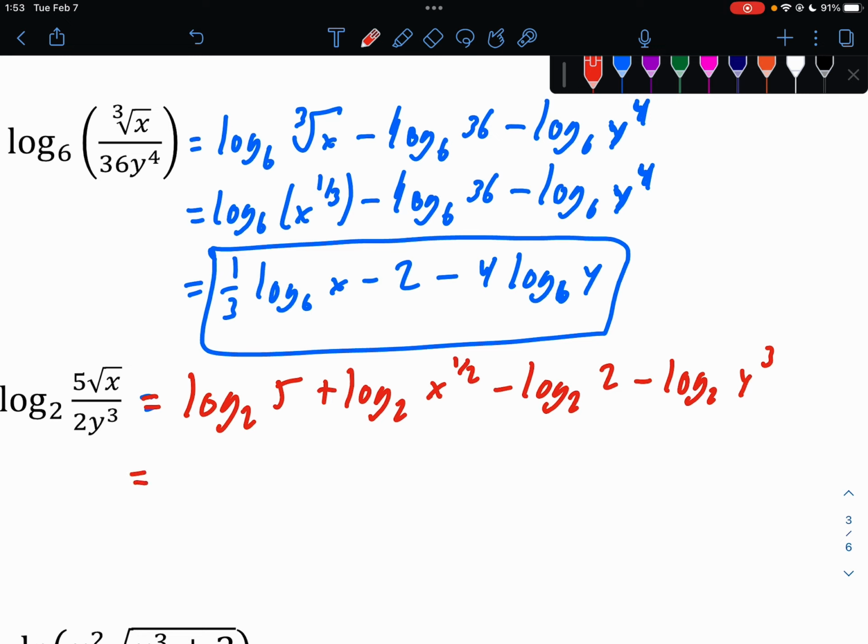Log base 2 of 5, we don't know 2 to what power would give us 5 here, so that is just going to stay how it is. The second one, we could bring the half down in front. Log base 2 of 2, 2 to what power is 2? That's just 1. And then bring the 3 out in front for this last one here. And that would be our most simplified answer for this expansion.